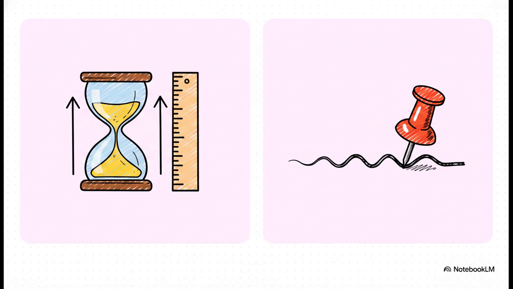The pattern is actually super simple. You use for to describe the length or duration of that timeline, like for 3 months or 4 years, and you use since to pinpoint the exact starting block, since 2019 or since Monday.